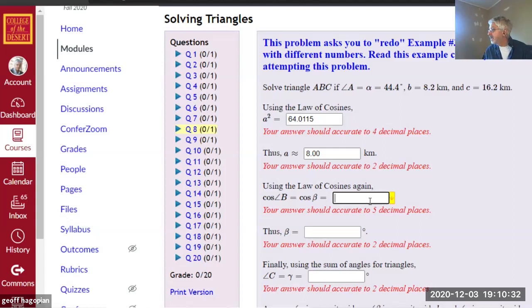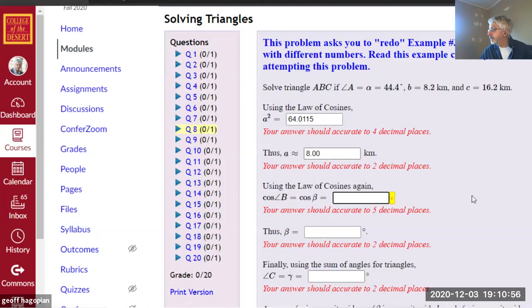So really, I would use the law of sines at this stage, right? Because we know A and the angle A, so I would tend to want to go with that. But since they say law of cosines again, let's write that out.